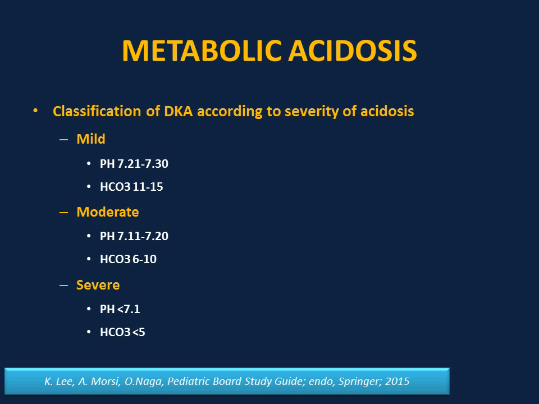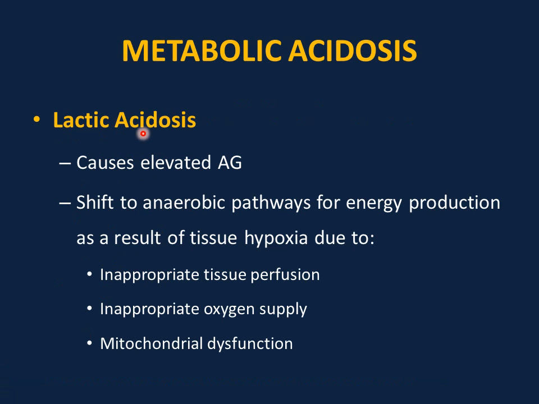This is severe. Lactic acidosis is a very important cause of metabolic acidosis with elevated anion gap because of the shift to anaerobic pathway for energy production as a result of tissue hypoxia, and this can be due to inappropriate tissue perfusion, like in cases of shock, inappropriate oxygen supply, or mitochondrial dysfunction, like genetic cases.